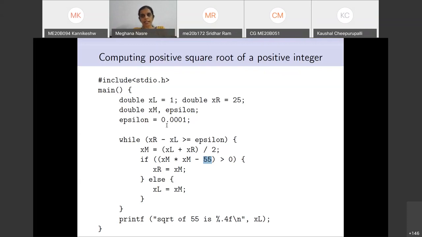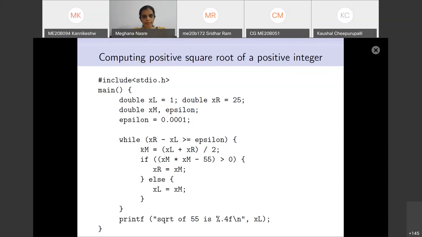So one of the small tasks that you can do in the lab is also ask yourself, how will you modify the program to get you the negative square root of a given positive integer? Not difficult. You can change some of the things that we have written. You can do it explicitly for this 55, but you can do it for any input that the user gives. So this is all I wanted to say about this example.